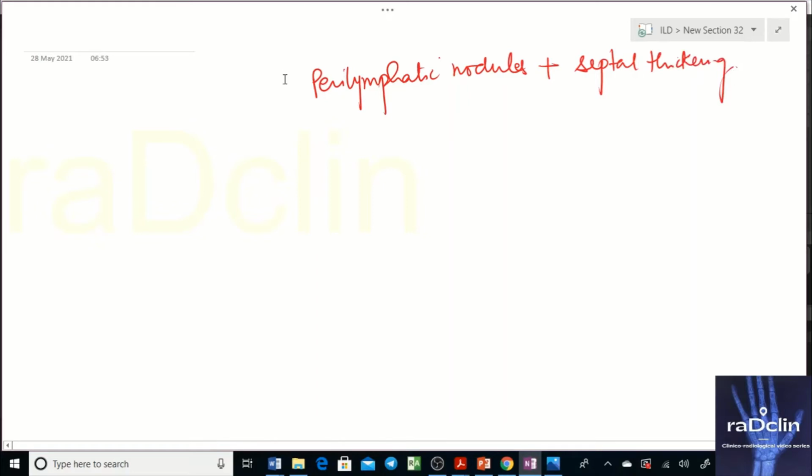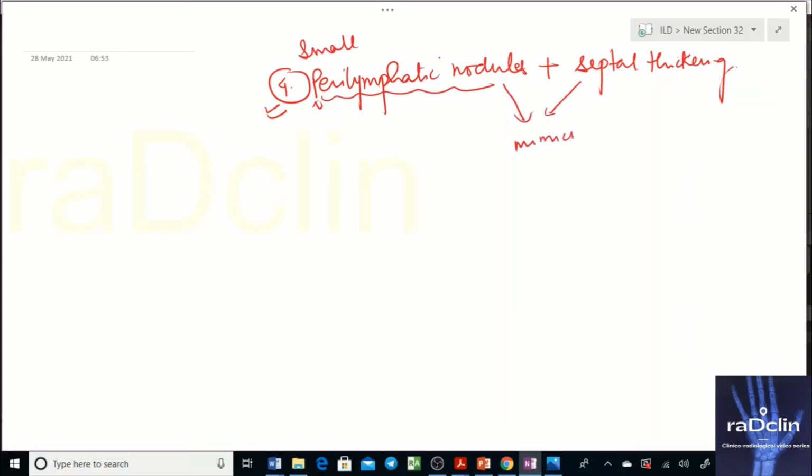Okay, so that is your fourth pattern that you can see. There are small perilymphatic nodules with septal thickening. These findings mimic lymphangitis carcinomatosa. Okay, so that was the fourth pattern. What are the three other patterns? I should write here only.